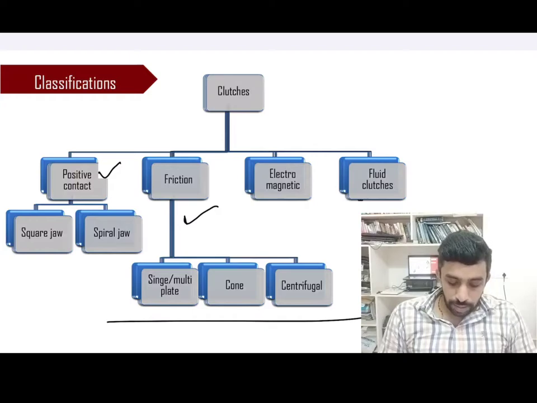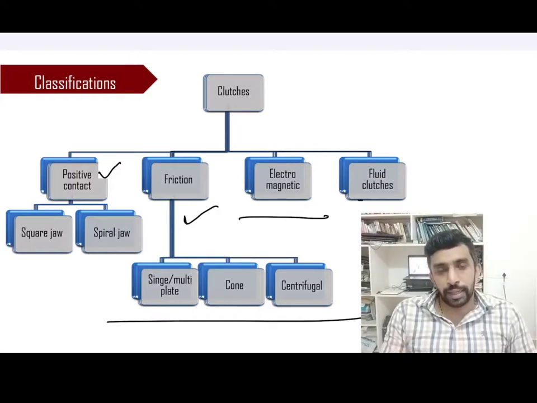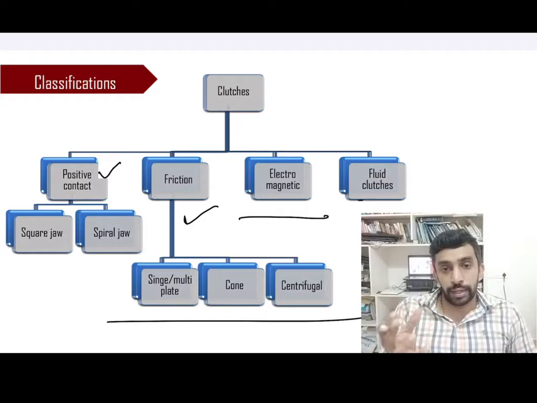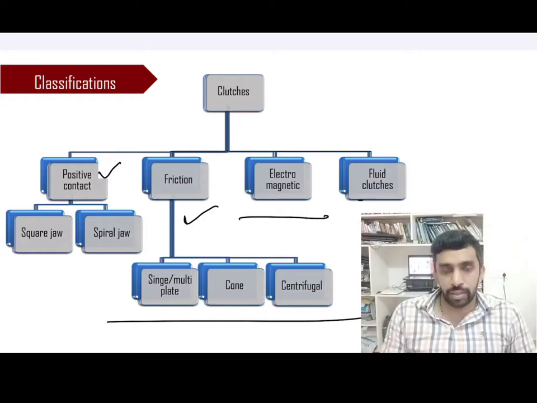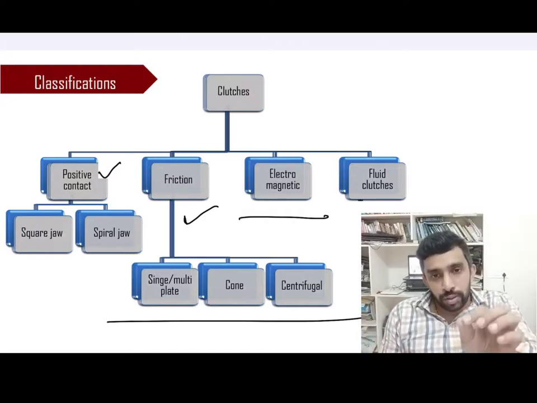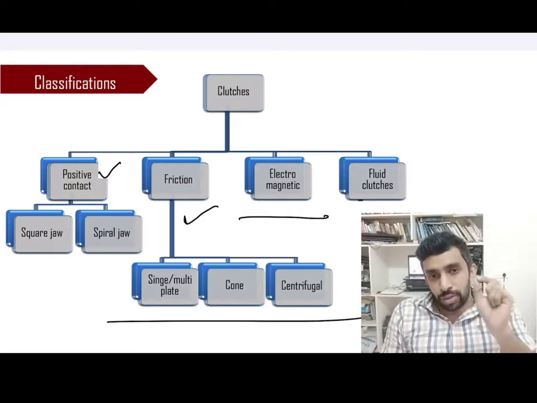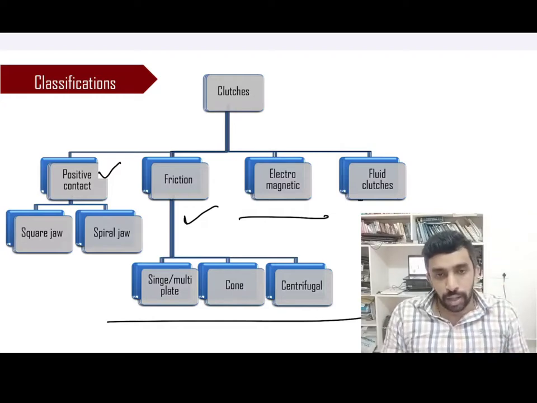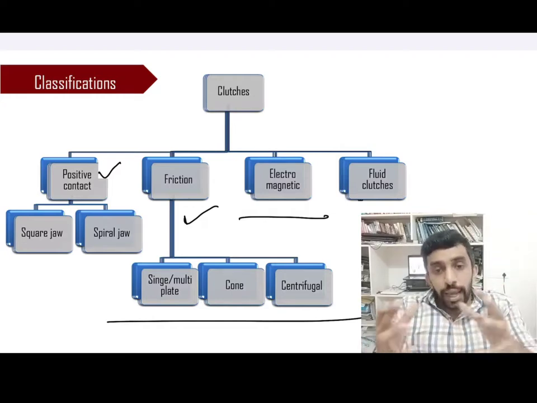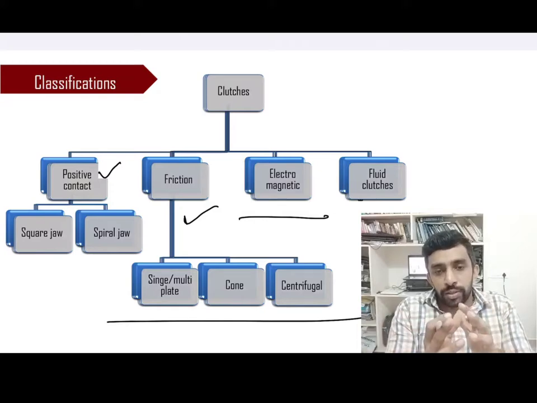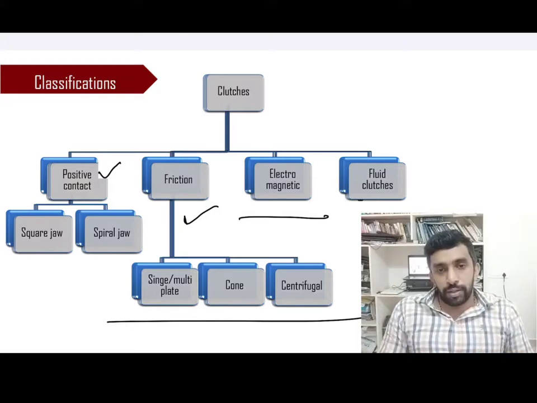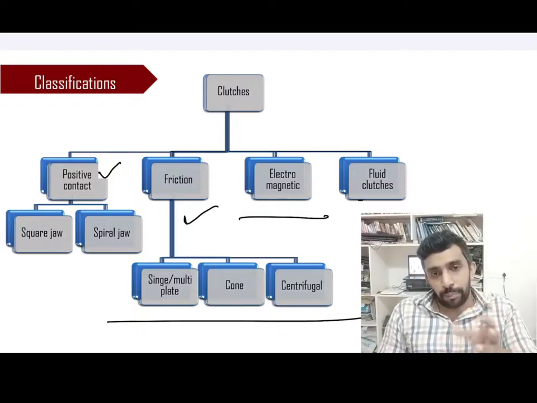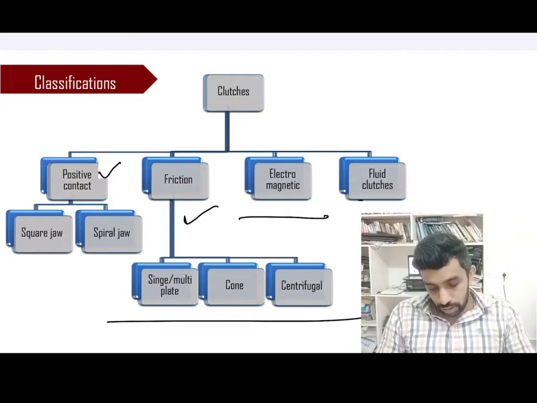These electromagnetic clutches are mainly used in automobile air conditioning. That is an application we can see. I don't know whether you have noticed it or not. Sometimes when you switch on the AC, you can hear a small tick sound from the engine case, and that tick sound is nothing but the engagement of this magnetic clutch with the compressor side. The engaging and disengaging happens by electromagnetic principles, and there are fluid clutches also.